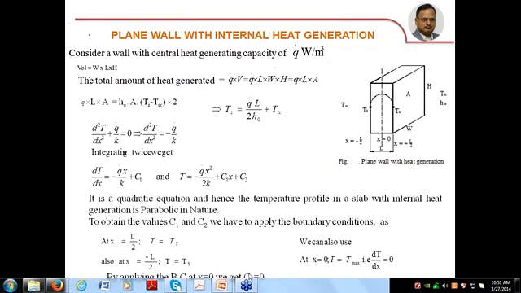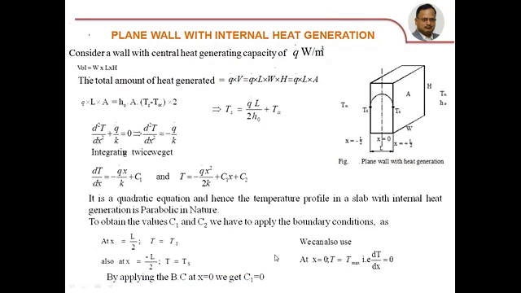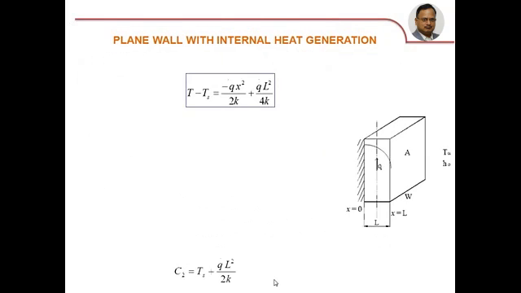So by applying these boundary conditions, we get, from the first boundary condition, dT/dx equal to minus q dot x by k plus C1. If you put x equal to 0 in this, dT/dx is 0, so therefore C1 equal to 0.